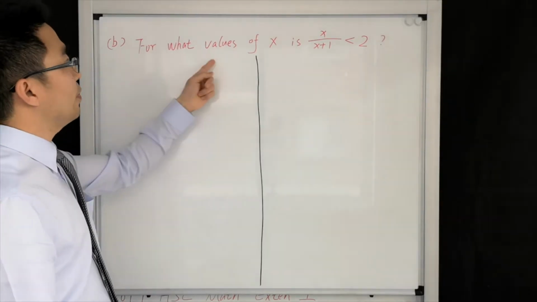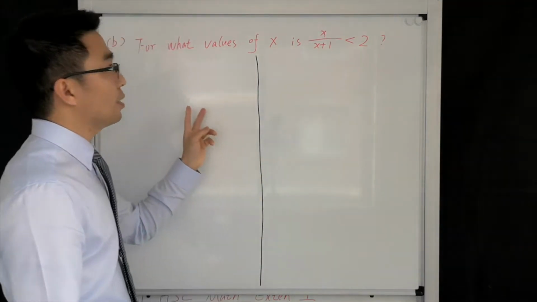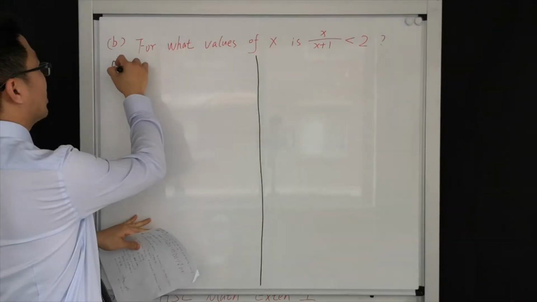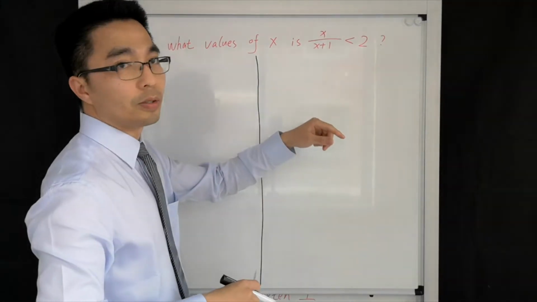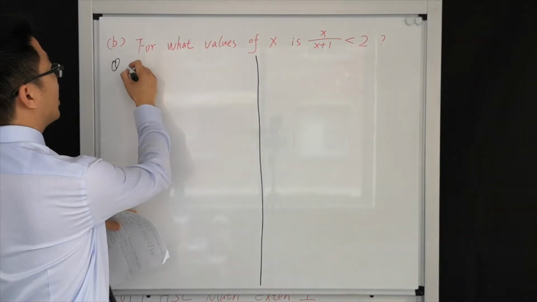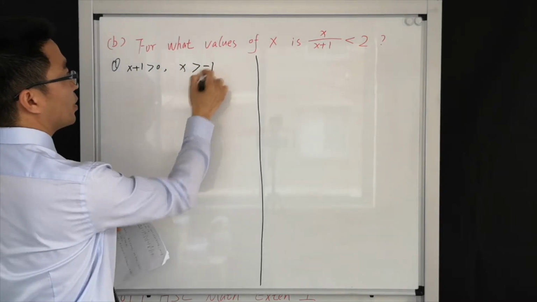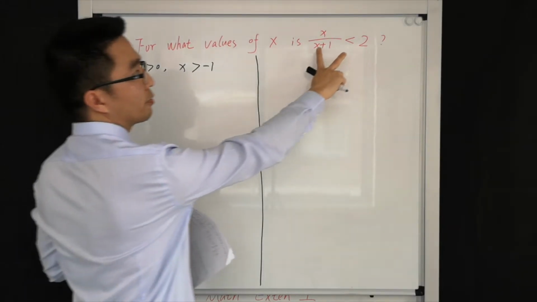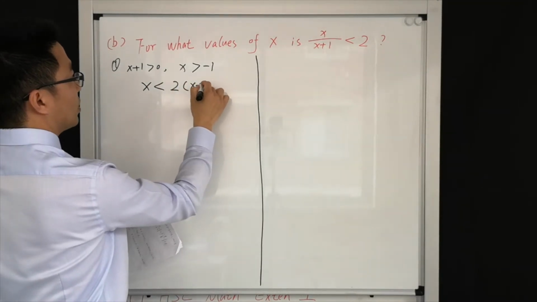The question is, for what values of x is x over x plus 1 less than 2? I'll introduce you to two methods to do this question. The first method is to separate the question into two situations: when x plus 1 is greater than 0, and when x plus 1 is less than 0. The first situation is when x plus 1 is greater than 0, which means x has to be greater than negative 1. Because this is positive, we can times x plus 1 on both sides to have x less than 2x plus 1.